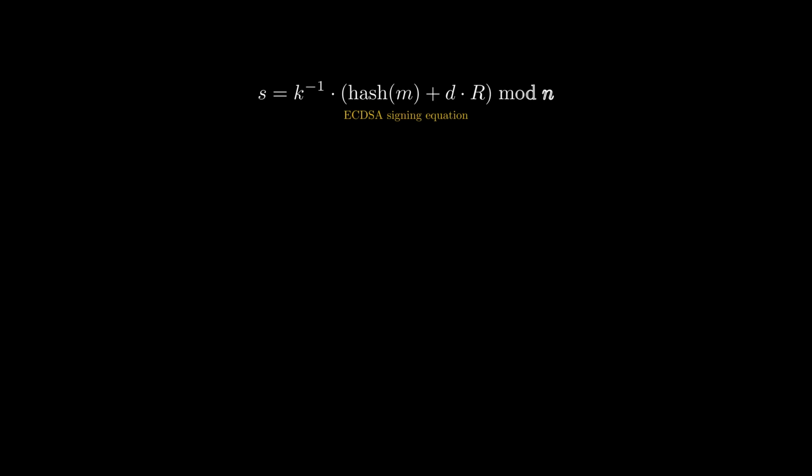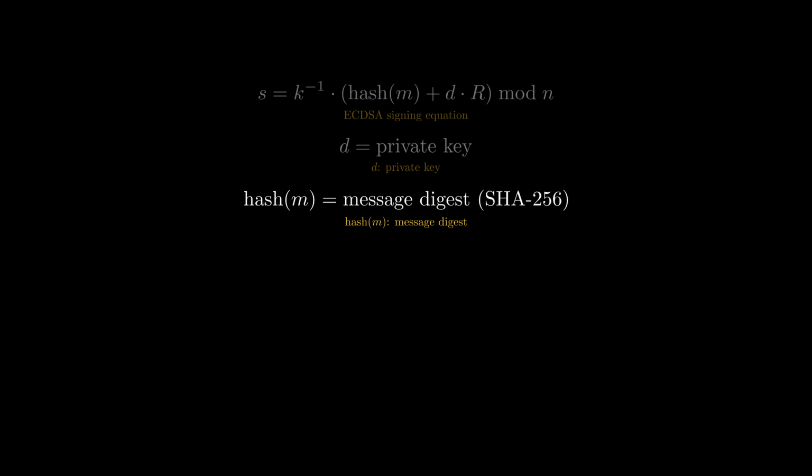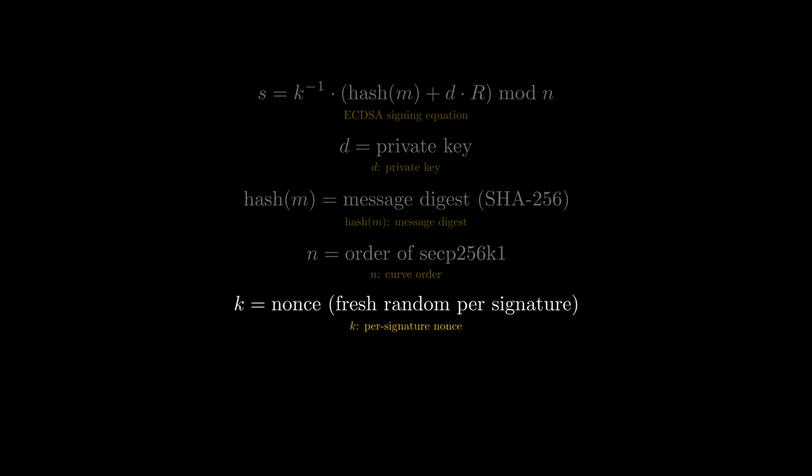Here's the ECDSA signing equation. S equals K inverse times the quantity hash of M plus D times R, all modulo N. Let's name everything. D is your private key. The hash of M is the message digest, typically SHA-256 of the transaction. N is the order of the secp256k1 curve. K is the nonce, a fresh secret random number you generate for each signature. And R is the x-coordinate of the public point K times G, where G is the generator.